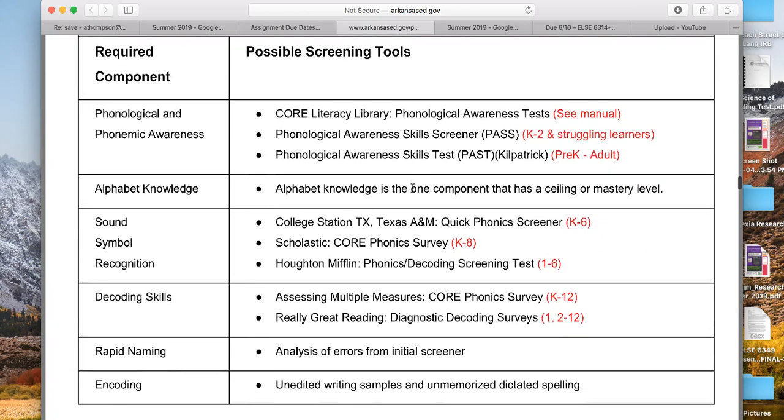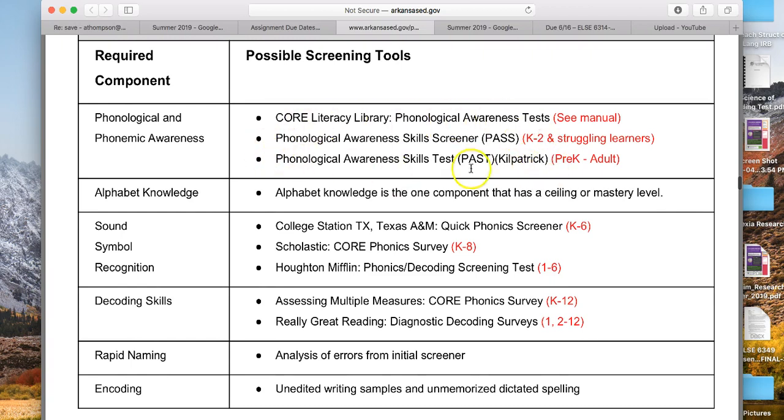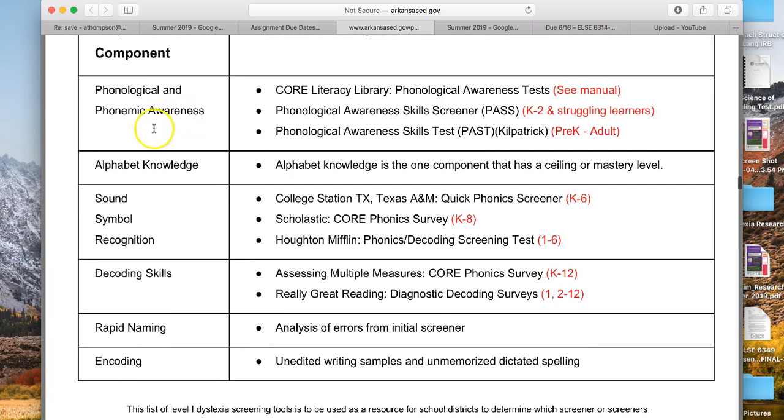In a level one screener, again, we're looking at possible tools. We're going to look at which ones we could do as our choice for this course, based on what I would have access to or what we have maybe done before. For phonological and phonemic awareness, in Multisensory One you learned both the PASS and the PAST, so we are not going to go over those and make you do those again. I know you can do them. That covers a deeper phonological and phonemic awareness. Alphabet knowledge has a ceiling; it has a mastery level. You could do another alphabet ID test if needed, but again you would use DIBELS, or maybe the letter ID from concepts about print.